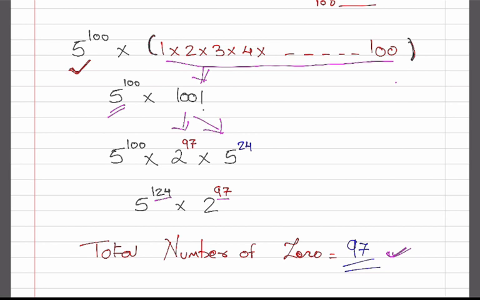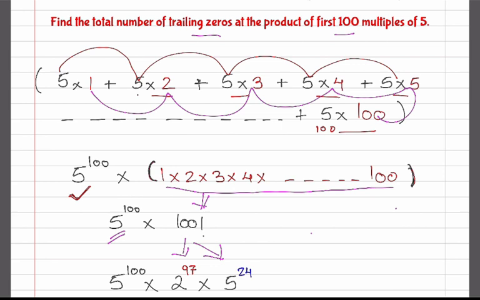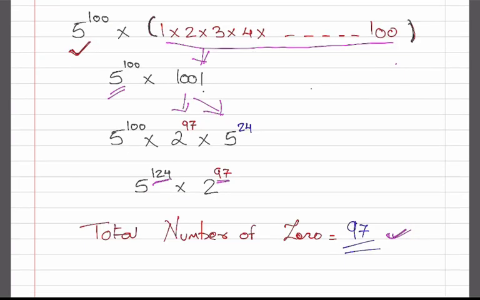You need a 5 and the 2. The maximum 2 that I have are 97. So maximum zeros, or the total number of zeros that I'll have at the product of first 100 multiple of 5 will be 97.